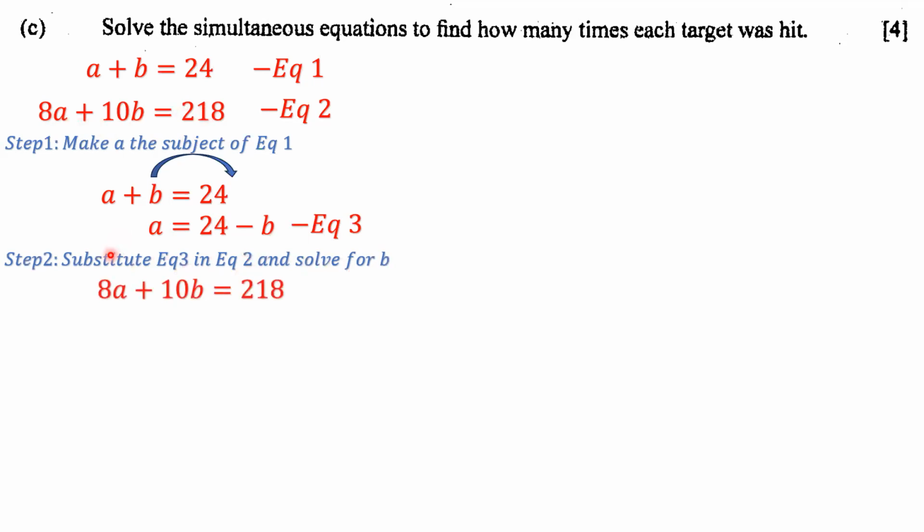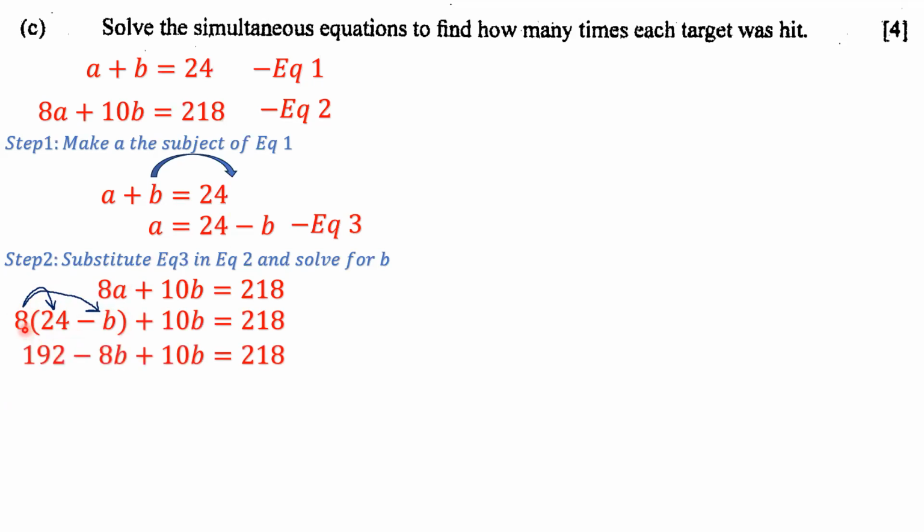What is equation 2? Equation 2 says 8A plus 10B is equal to 218. But we already know that A is 24 minus B. So let's put that inside the equation. Instead of writing A, we write 24 minus B, because that's what A is. Now we're going to distribute 8 times 24 and 8 times negative B. 8 times 24 is 192, and 8 times negative B is negative 8B, plus 10B is equal to 218.